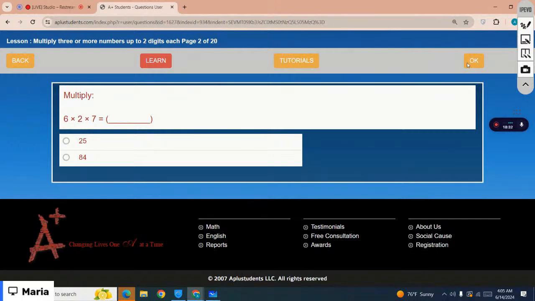6 times 2 times 7. So which is the correct option? Yes, 6 times 2 is 12 and 12 times 7 is 84. Option number 2 is the correct option. 84 is the correct option.